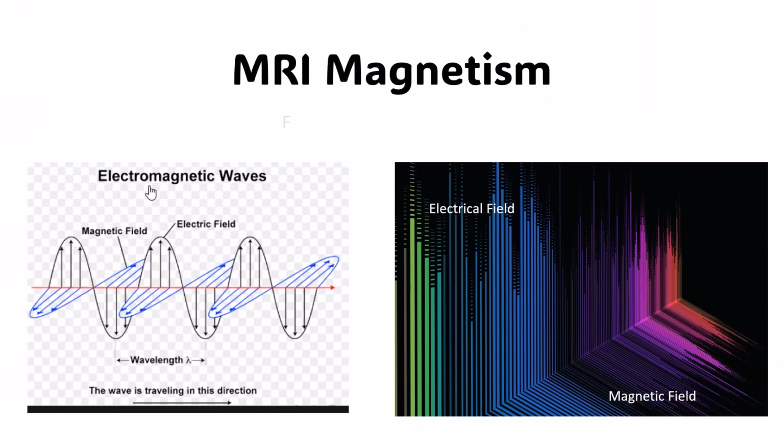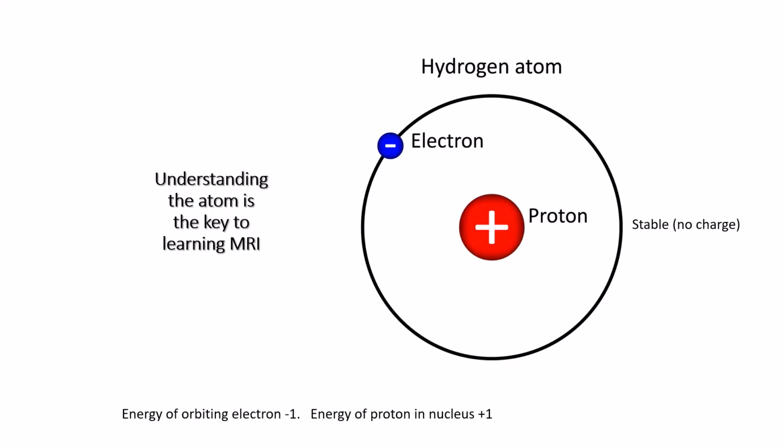Let's talk about MRI magnetism as a fundamental fact of nuclear magnetic resonance imaging. The atom is the basis for all living things. It is a building block. Understanding the atom is the key to learning MRI, magnetic resonance imaging.